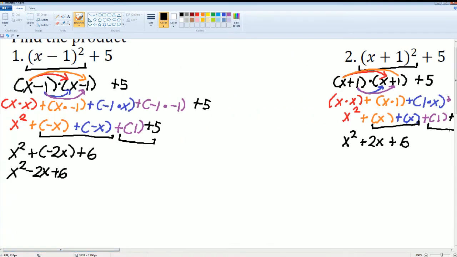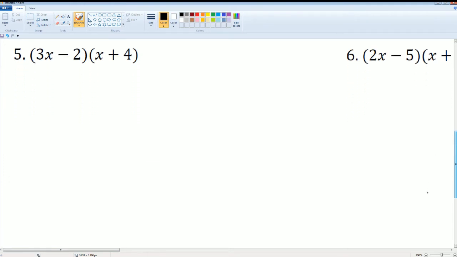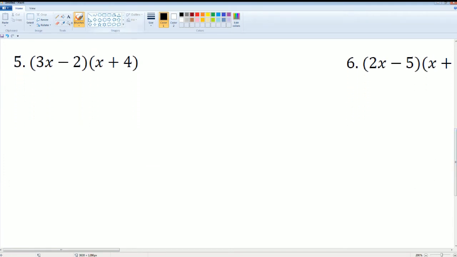Alright, I think 5 is down here. Yep. Okay. Oh, there's no extra constant here. Looks like we can just multiply. Okay, so again, you're finding the product, so you're multiplying.